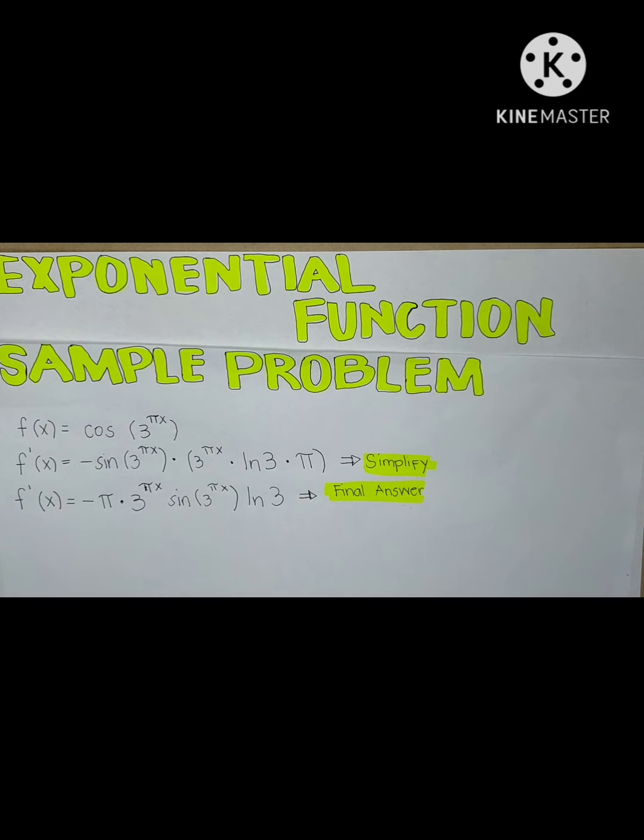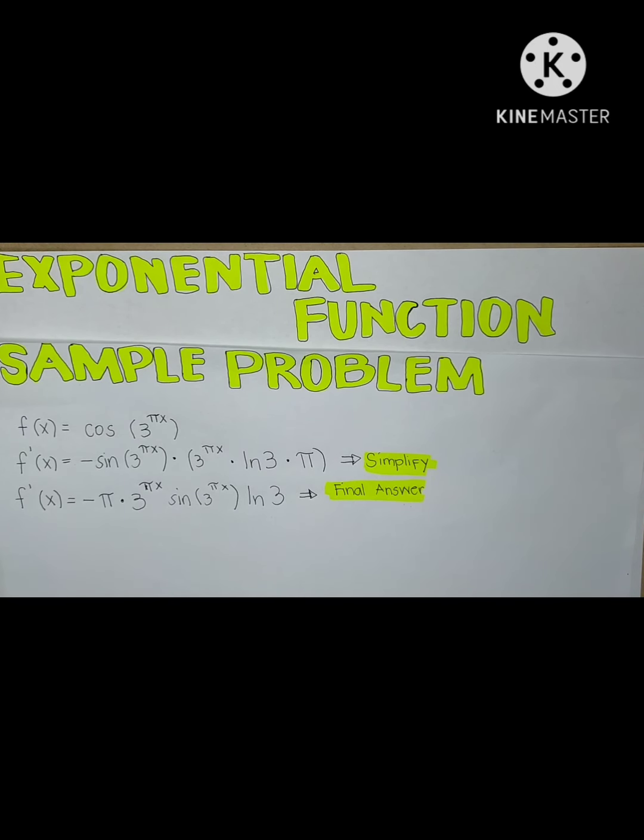The derivative of cosine is negative sine. We will leave or rewrite the inside, which is 3 raised to the power of pi x, but now we have to multiply by the derivative of the inside, which is 3 raised to the power of pi x. And getting the derivative of that, we will use the equation d over dx of a raised to the power of f(x) is equal to a raised to the power of f(x) times the natural logarithm of a times the derivative of f(x).